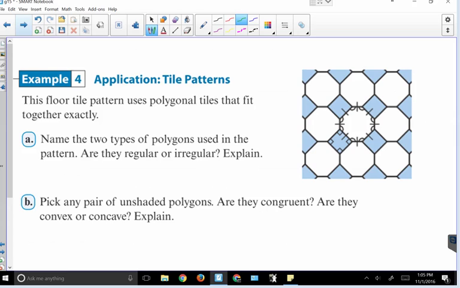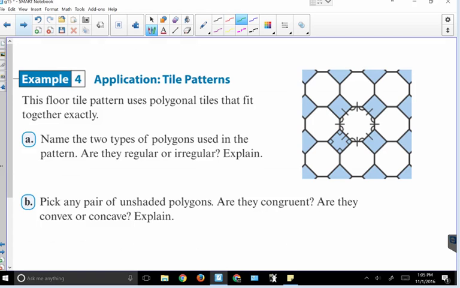Well, yeah, quadrilateral's got 4 sides, right? And hexagon has 6. But is that a hexagon in there? Octagon has 8. Are they regular or irregular? Why? Yeah. Otherwise, it really wouldn't fit the pattern, would it?